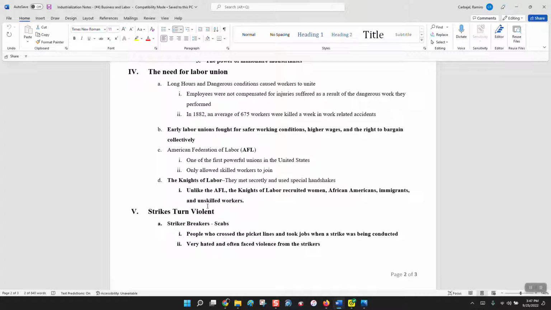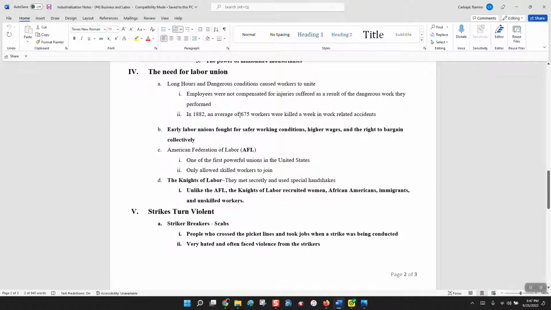So eventually, workers realized if they are not going to give us these raises, if they are not going to improve the dangerous conditions at work, then we have to. And the only way you do it is by coming together. So this is when unions are going to form because workers work long hours, in very dangerous working conditions.